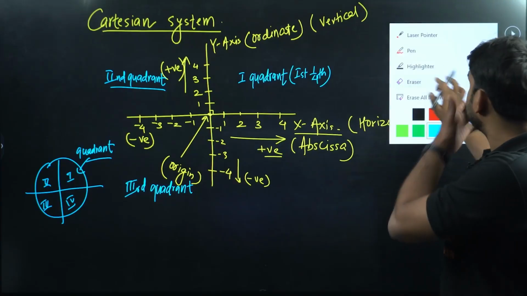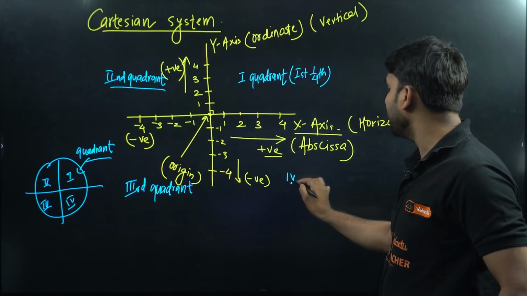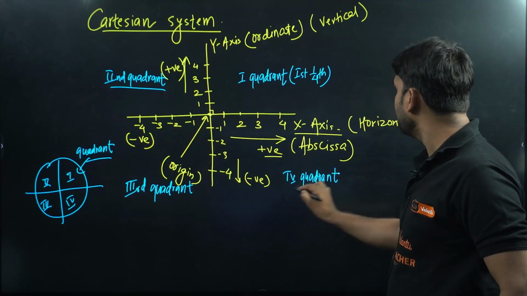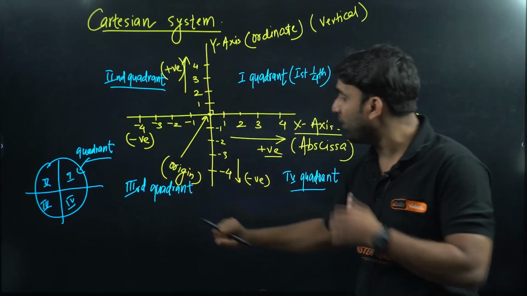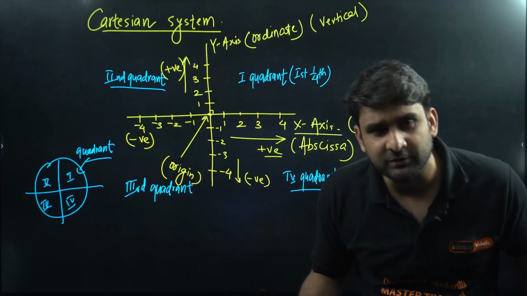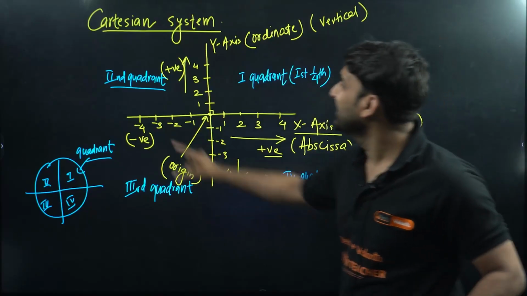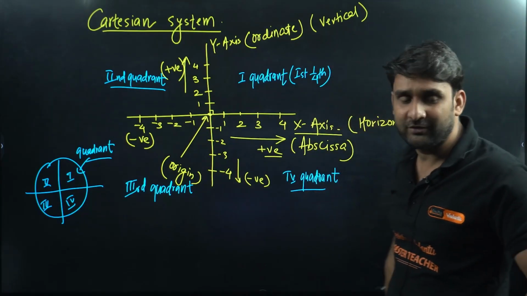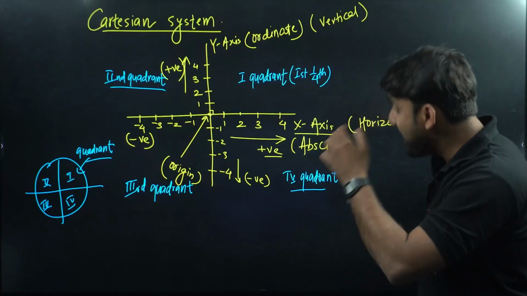Let me erase this. Okay, so this is the fourth quadrant. First quadrant is clear. First quadrant, second quadrant, third quadrant, fourth quadrant. Quadrant means 1/4. This is the first 1/4. This is the second 1/4. This is the third 1/4, and this is the fourth 1/4. I hope this is clear to you.